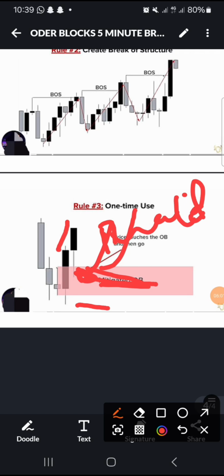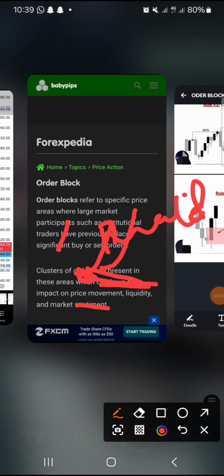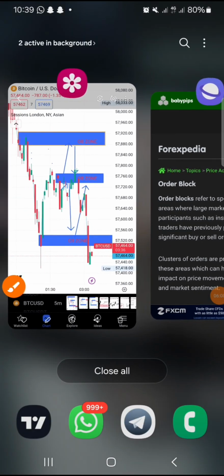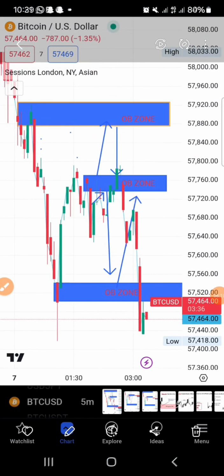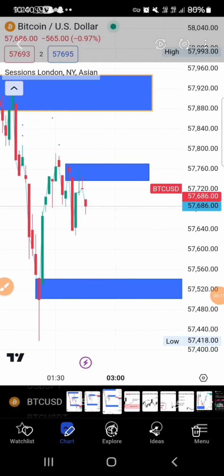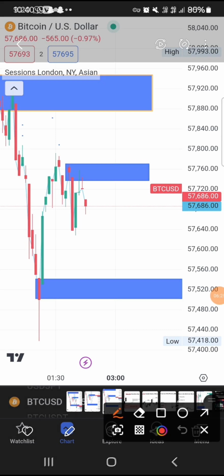Okay, so let's go into a real-time graph. I'll show you something very small. So here's an example. I was using the strategy to test out Bitcoin. As you can see, I came up with my simple order blocks, identifying them using the 5-minute time frame.